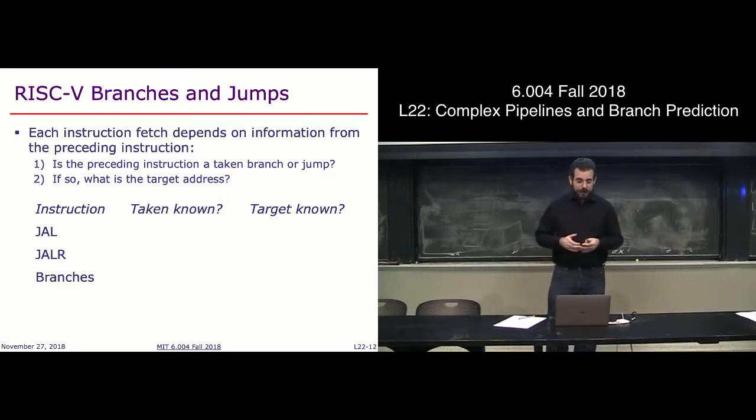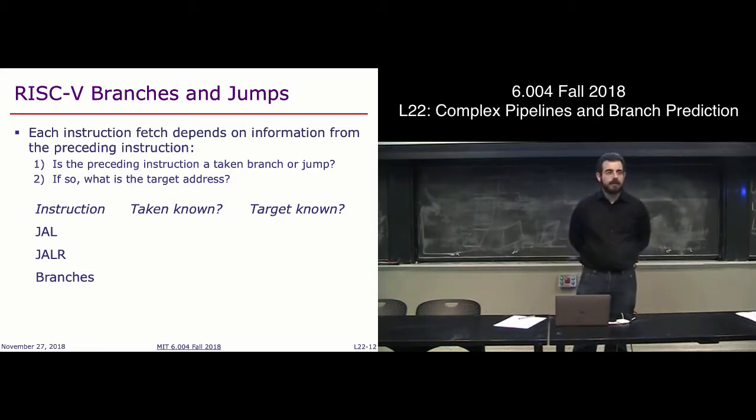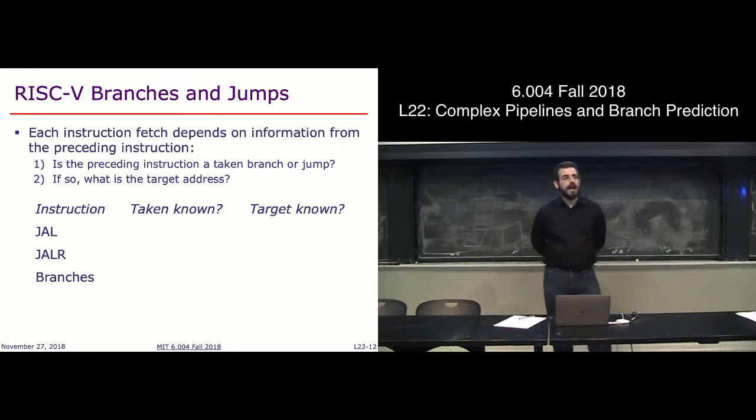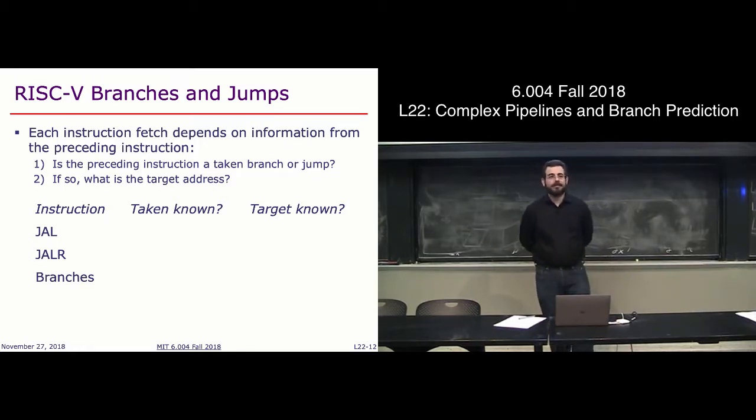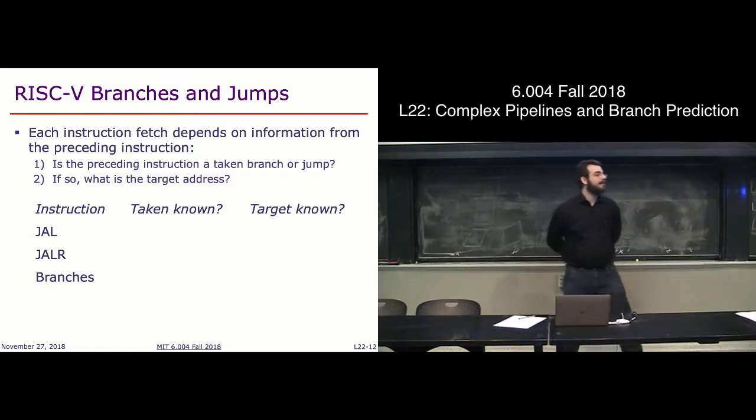Now, as I mentioned a few lectures ago, this is specific to your pipeline. But let's go through this exercise by thinking, what is the earliest that we can find both whether it's taken, and what the target is. So for a jump and link, a jump and link computes the next PC using the immediate and the current PC. So when do you know it's taken? What's the earliest you can know in the pipeline that it's taken? Yes. Decode. Yep.